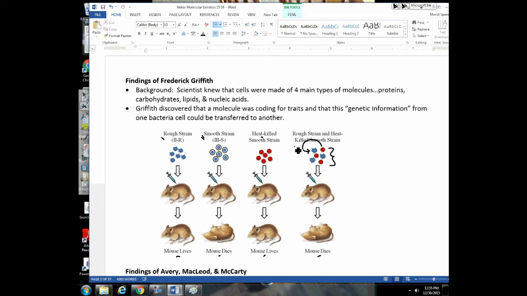So there was a molecule, so let's indicate that. There was a molecule that was being transferred from the smooth strain to the rough strain, making those rough strain now lethal. So there is a molecule that is giving organisms and cells their traits.